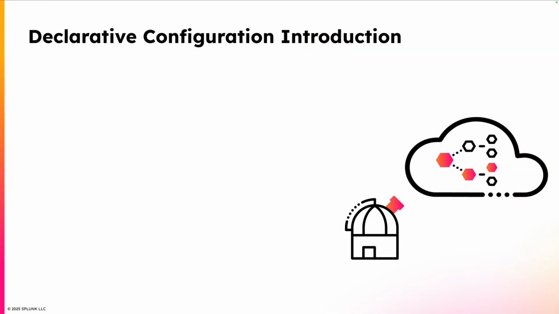First, I want to give you a brief introduction to the Declarative Configuration feature and why you would want to use it. And then I'll demonstrate this feature using a simple application written in Go. We'll use Splunk Observability Cloud as the backend for our telemetry data.